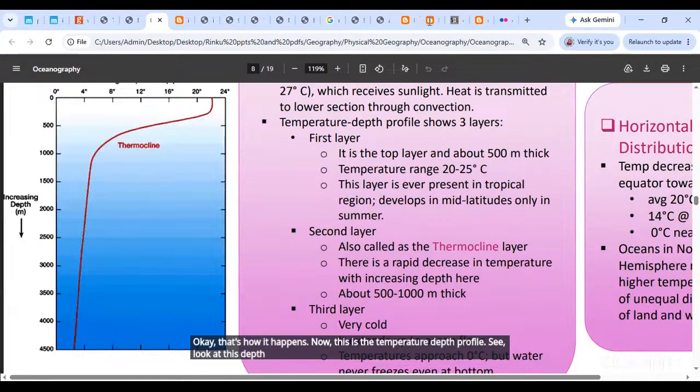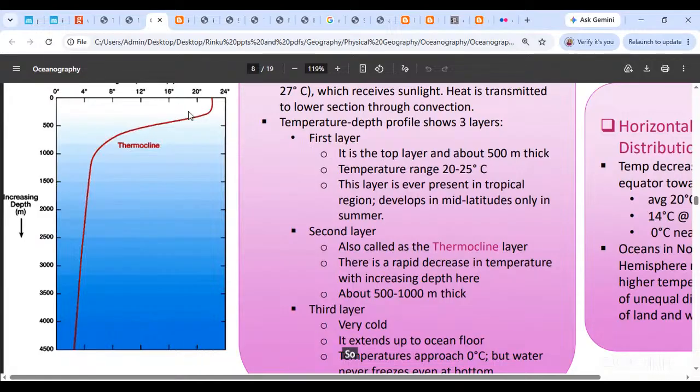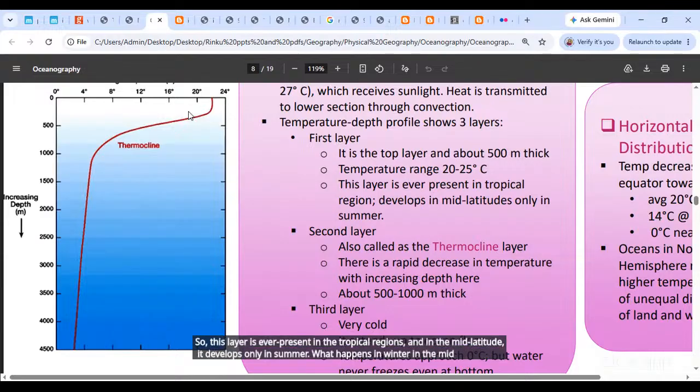This is the first layer, the one that is around 500 meters. This is the top layer, and the temperature range is anywhere between 20 to 25 degrees Celsius. This layer is ever present in the tropical regions, and in the mid latitudes it develops only in summer. What happens in winter in the mid latitudes? That layer freezes over, because the temperature falls a lot. The entire layer freezes over and becomes ice. The density is far lesser than water, so clearly it floats on that water.